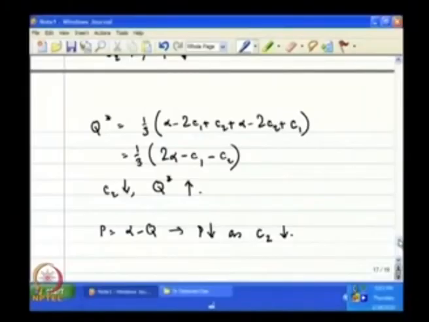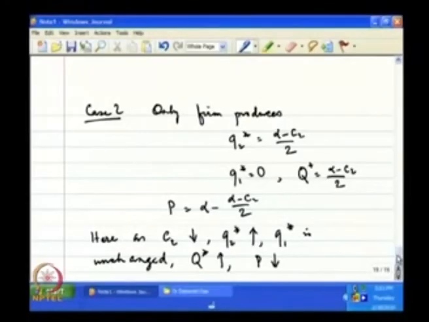And as total output tends to rise, the market price tends to fall. So this is the overall conclusion of this model where cost of production differs. What is basically happening here is, one may ask that if firm 2 is producing more output because its cost of production is declining, why is it the case that firm 1 is producing less output?